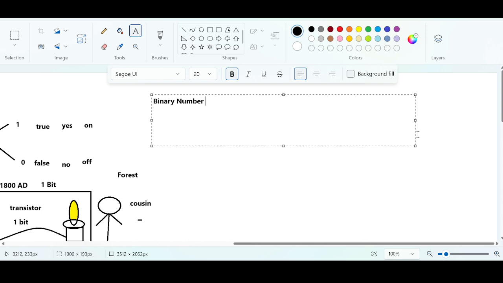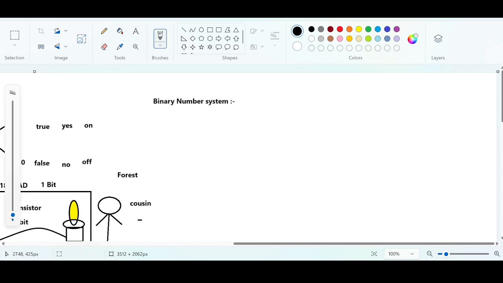Binary number system. For example, you want to store 45. Let me take a value 45. 45 is a decimal number. You want to store this decimal number to your machine.